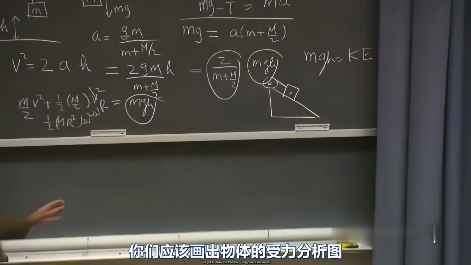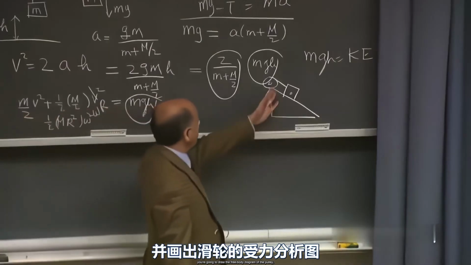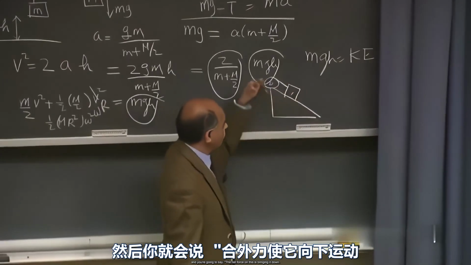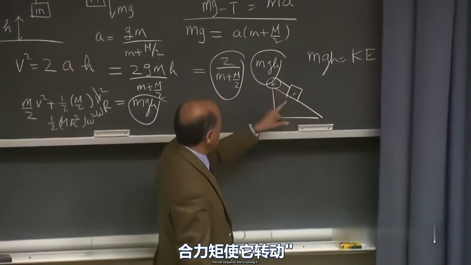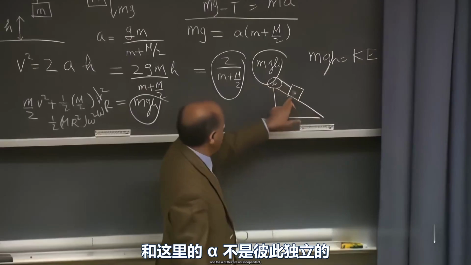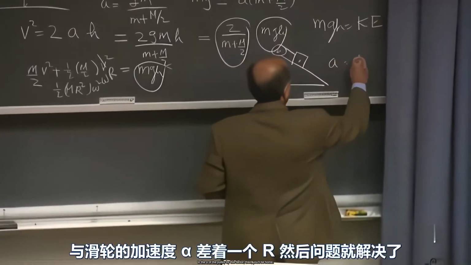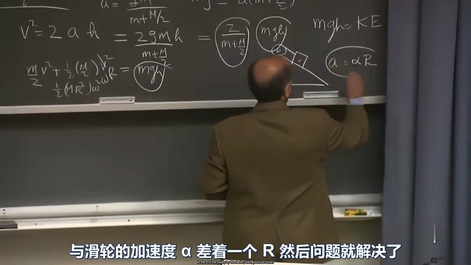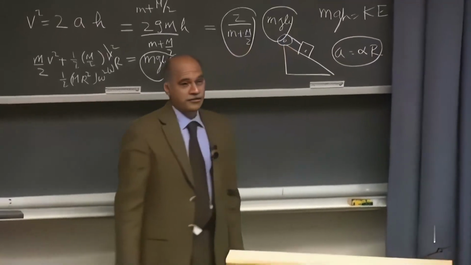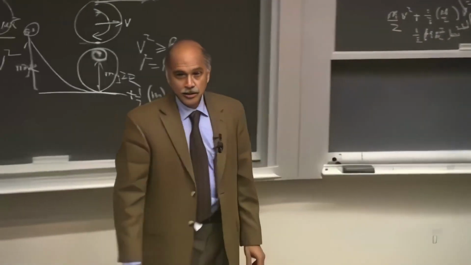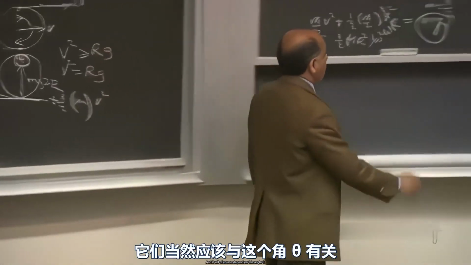You're going to draw the free body diagram of the mass, you're going to draw the free body diagram of the pulley, and you're going to say the net force on this is bringing it down, the net torque on this is turning it, and you'll realize that the A of this and the alpha of this are not independent, but that the A of the block is related to the alpha of the pulley by this factor, then you'll be home. Things will just work out. And it'll, of course, depend on this angle theta.